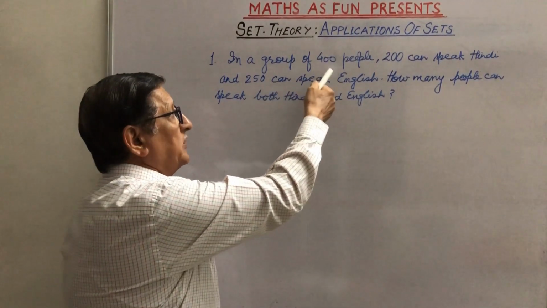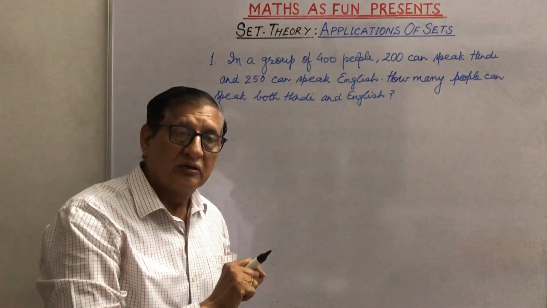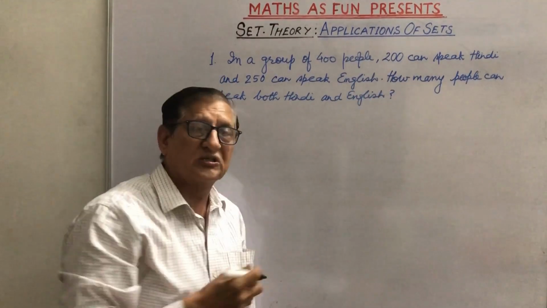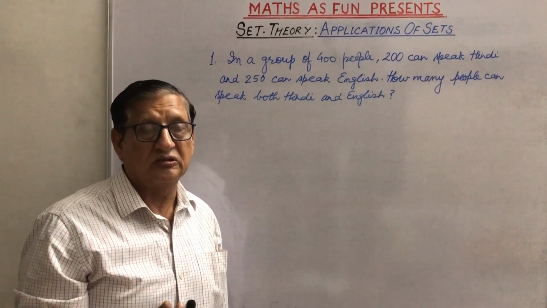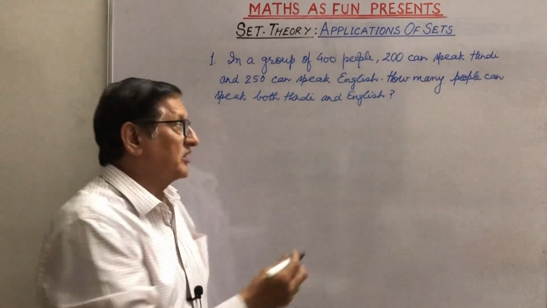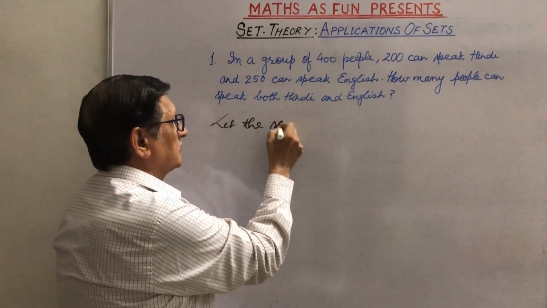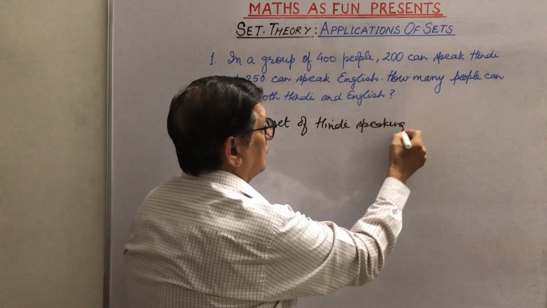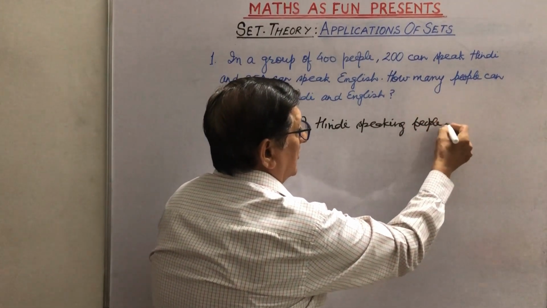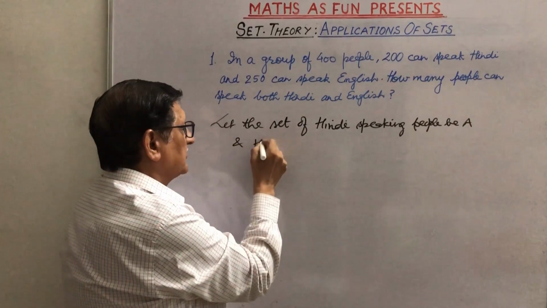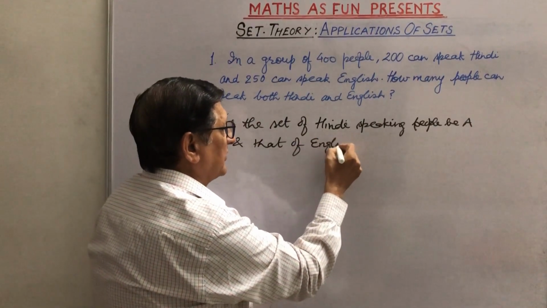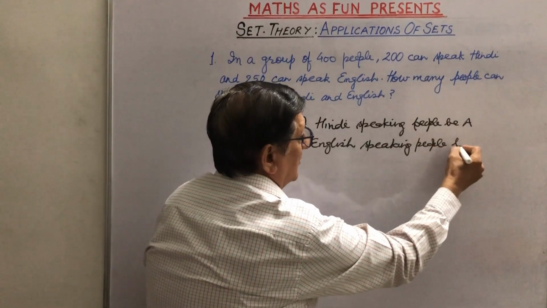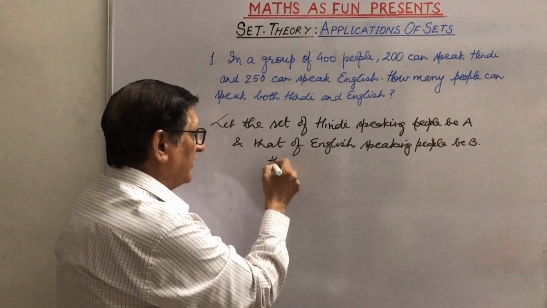See, here we have 400 people in total. It means that will be the union of the sets. But what are those sets? First set we can consider of the people who are speaking Hindi, and the second set we can consider for the people who are speaking English. So we can write here, let the set of Hindi speaking people be A, and that of English speaking people be B.